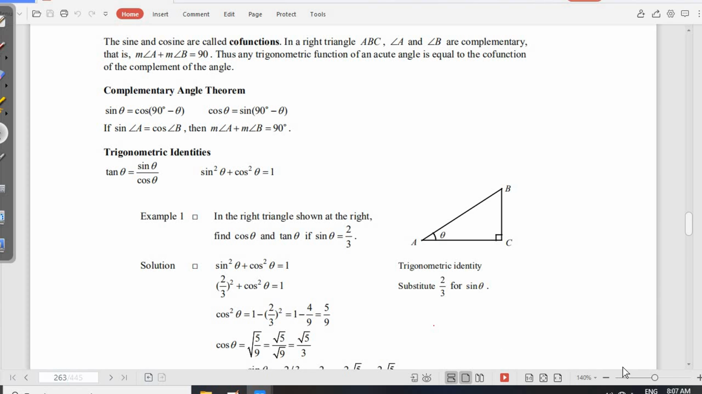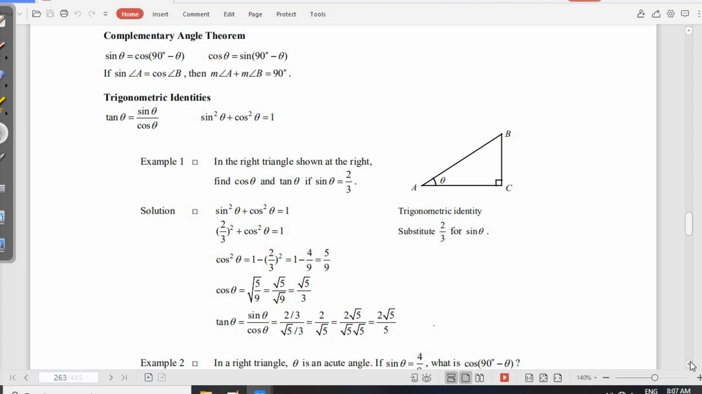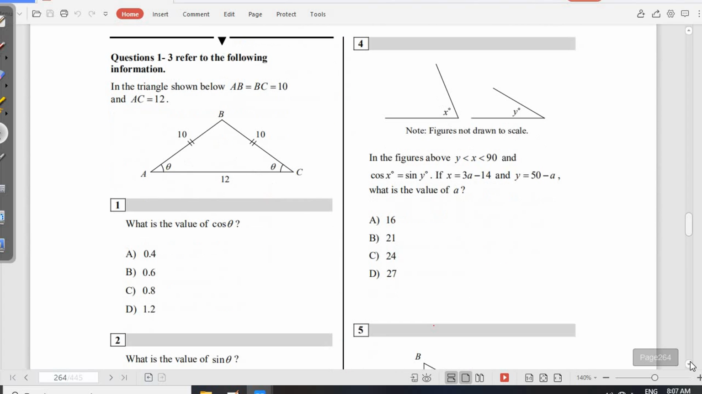Okay, so let's move on to some questions right here. In the triangle shown below, AB equals BC equals 10 and AC equals 12. What's the value of cos theta? Now if these sides are equal, all you need to do is divide this into 2. Whatever angle is here will be the same angle here, and that means whatever side is here is the same side here, because their base angles are equal. So here is 6 and here will be 6.